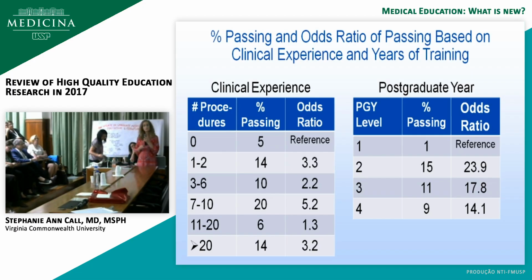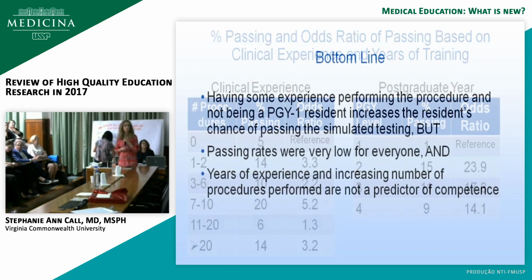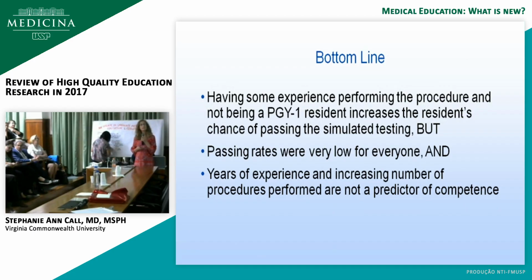On the chart over to the right here, it looks at postgraduate year in training, and you can see here that second years had the highest percent passing score and the highest odds ratio, but still extremely low for what we would want to see in a competent resident in doing procedures. So the bottom line here, having some experience performing the procedure and not being a first-year resident increased the resident's chance of passing the simulated exam. However, passing rates were very low for everyone.